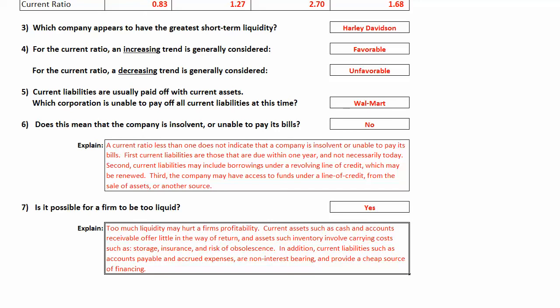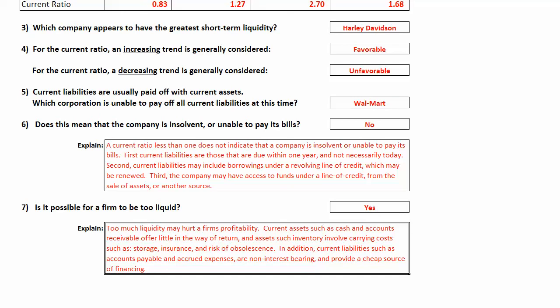Current assets such as cash, accounts receivable, and inventory don't offer much in the way of a return. In fact, inventory involves carrying costs such as storage, insurance, and the risk of obsolescence. Instead, a firm can earn much higher returns by investing its capital in additional plant and equipment or opening additional stores. We can earn higher returns and thus improve our profitability. And finally, not all of our current liabilities have an interest cost associated with them. Accounts payable and accrued expenses are non-interest bearing, and they provide a cheap source of finance. In fact, they're often referred to as a free source of capital.